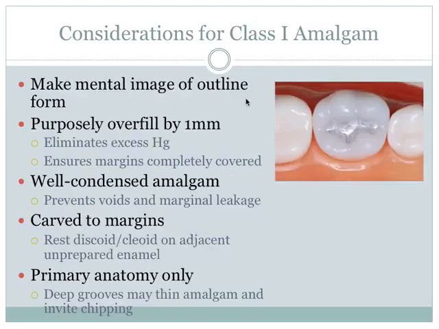So some more considerations for Class 1 amalgam. You want to make a mental image of the outline form that you prepared first, so you can figure out what my filling is supposed to look like when we're all done here. Where were the original edges of the tooth structure? You want to purposely overfill by about a millimeter or more. This eliminates excess mercury, and of course, mercury is in such trace amounts that it's no concern, but this is not a bad thing.